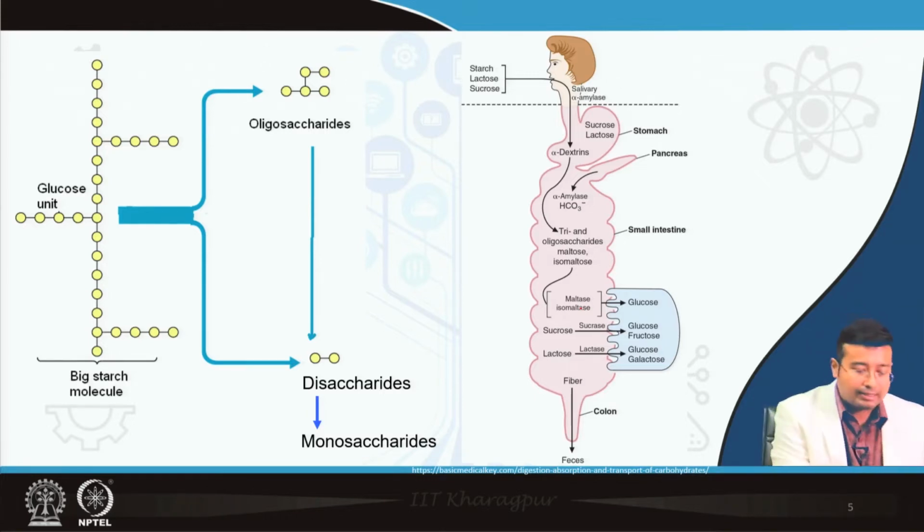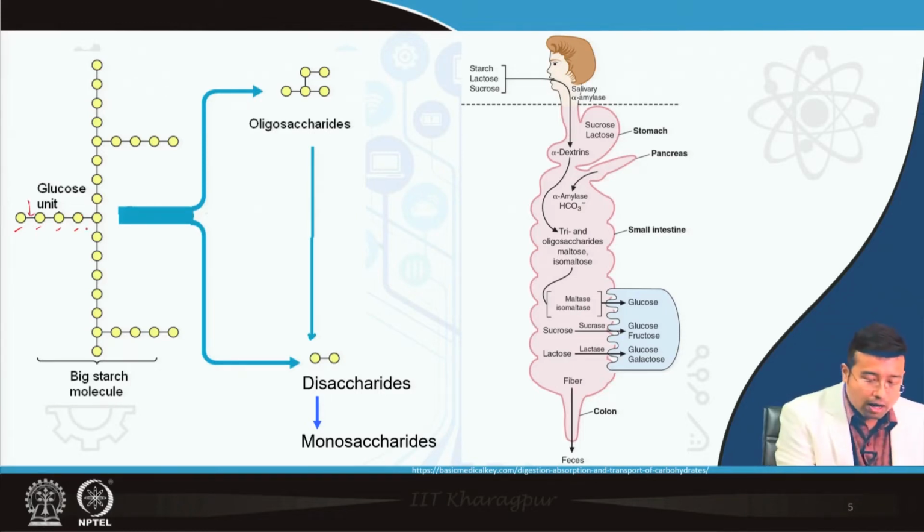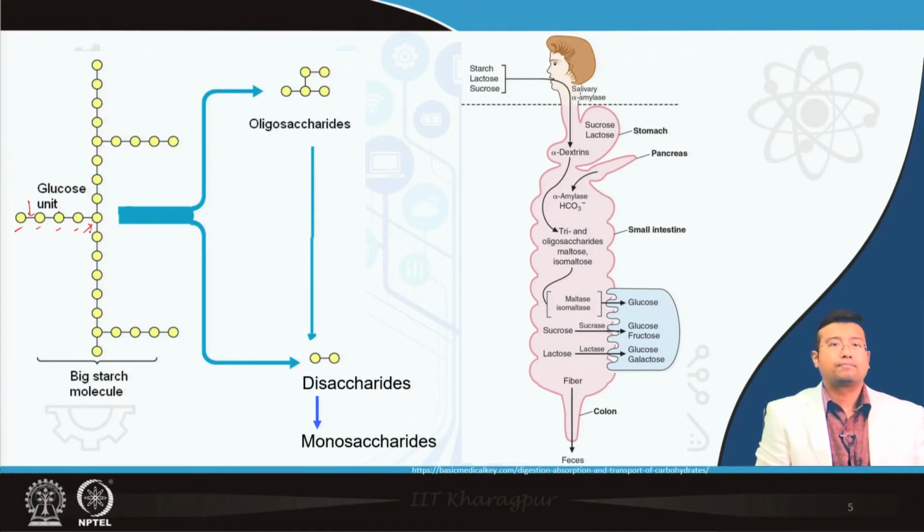So, glucose units are individual units of glucose that are connected by alpha 1,4 or alpha 1,6 linkages. So, this is a big starch molecule. For example, starch is a polysaccharide that we get in potato or rice, right, plant source. So, this can be broken down.